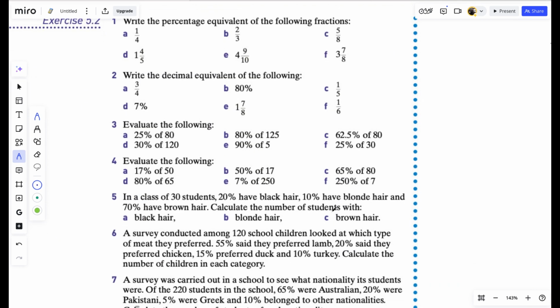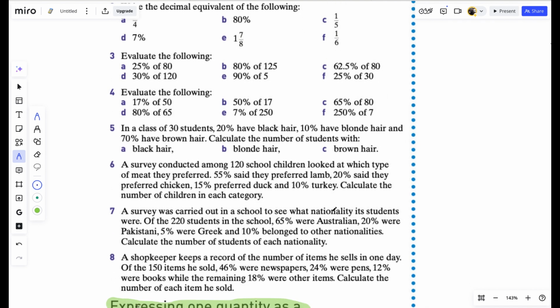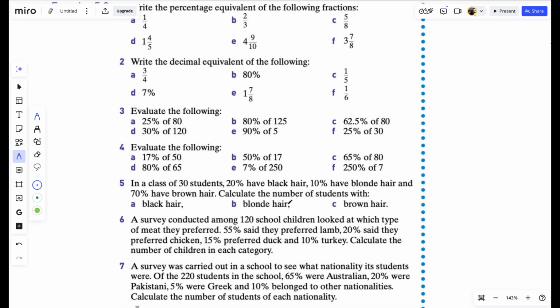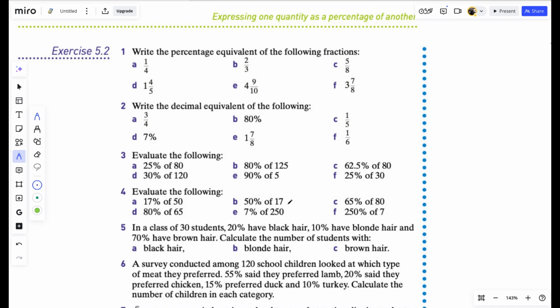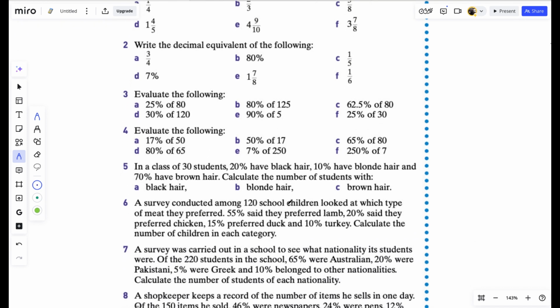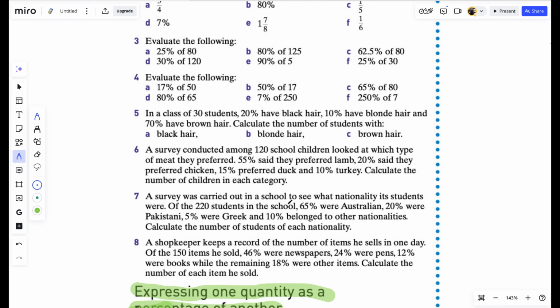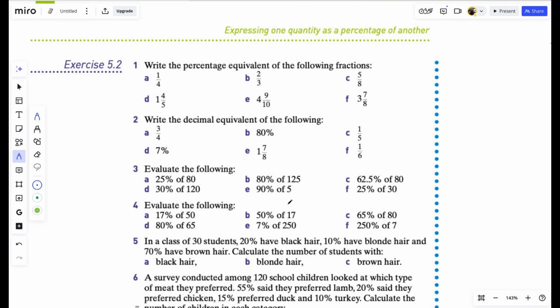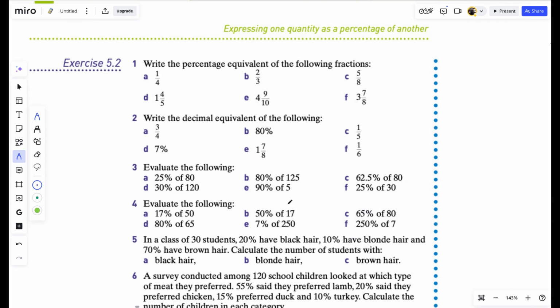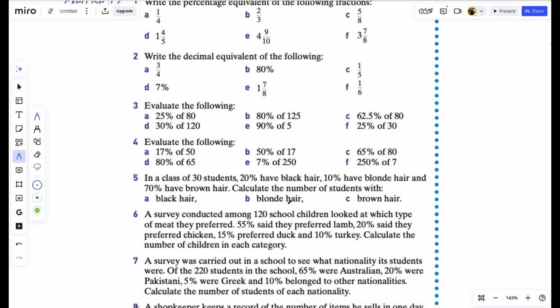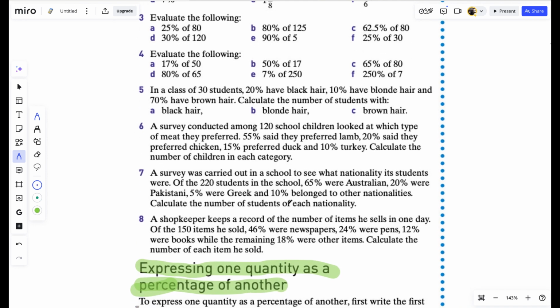So here we have a lot of questions of similar type for you to calculate. You pause the video and go through all these questions, and try as much as possible to solve all of them. Is that okay? You have questions 1 to 5 here, and then questions 6 to 8. So there are 8 questions altogether.